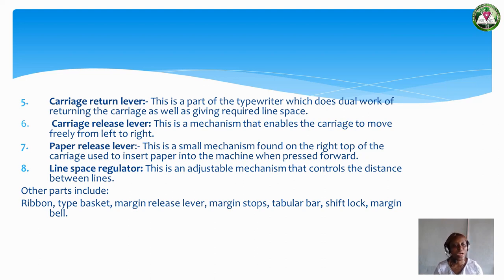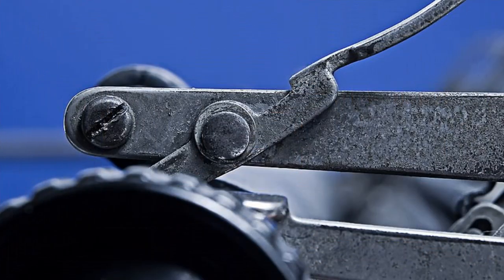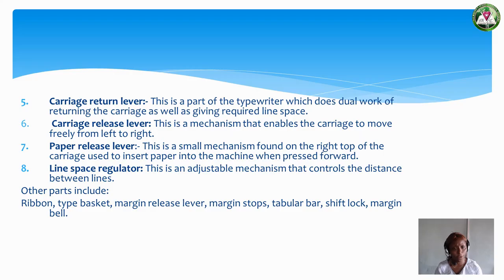The sixth one is carriage release lever. This is a mechanism that enables the carriage to move freely from left to right. There is a button at the base of the typewriter. When you press it, you will see how swiftly the carriage will run from left to right. When you press that key, you will see the carriage will run very fast. So that is called the carriage release. You are using it to release the carriage. If the carriage wants to be stiff, you use it to release it.